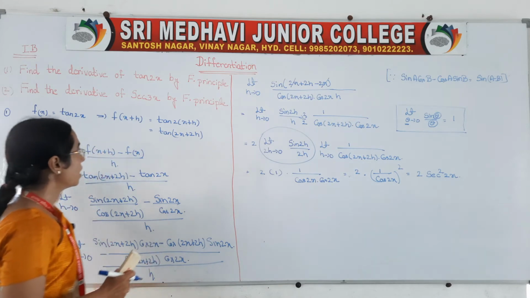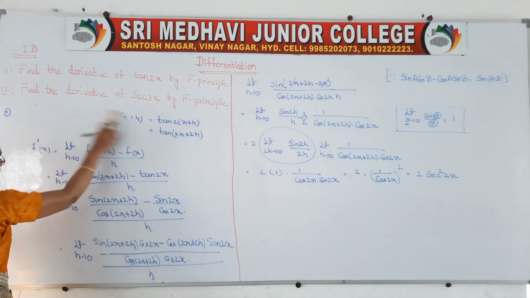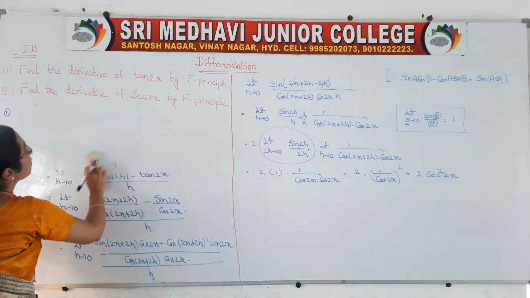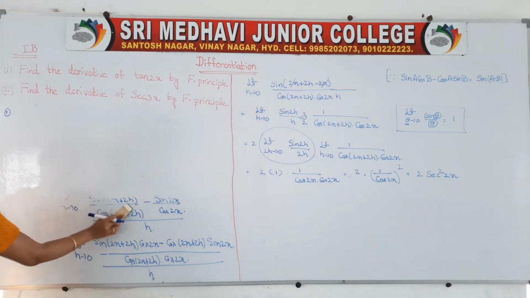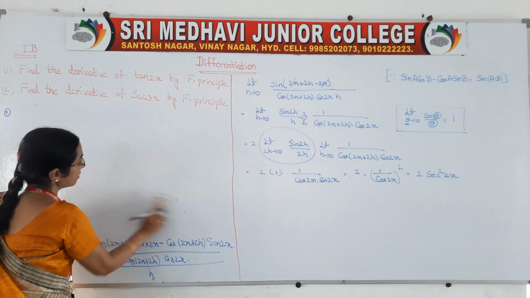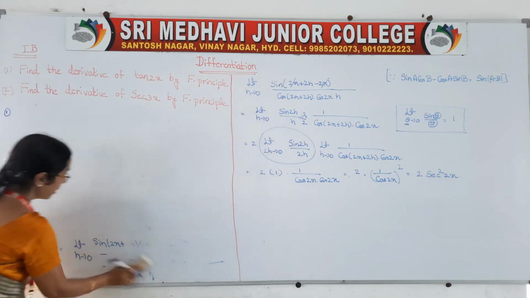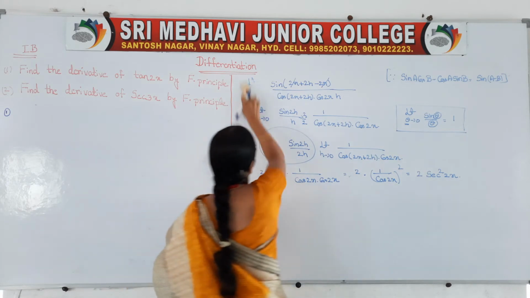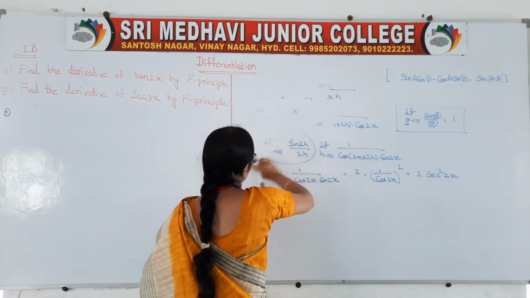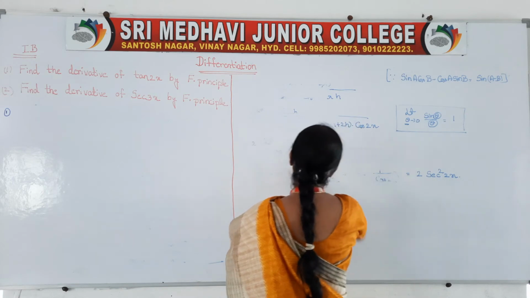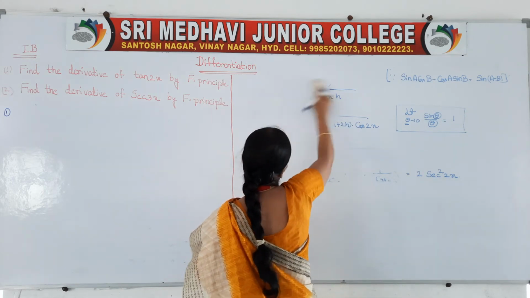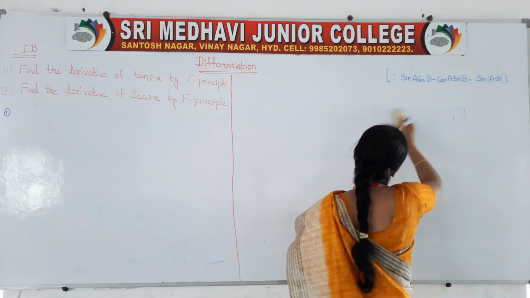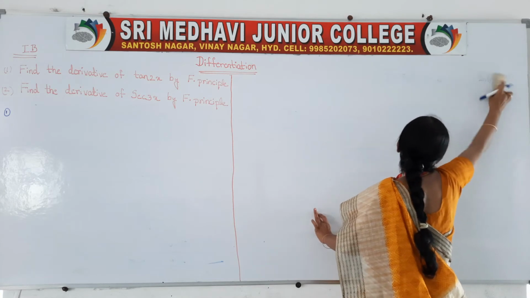Okay, so this is your first question. Now come to the second question. What is the second question? Second question is find the derivative of secant 3x by first principle. Again, whenever it is given first principle, you have to find the f dash x value. Okay, so be careful. If it is given only to find the derivative of the function, then no need to worry. Directly you can find the derivative by the normal formulas method.